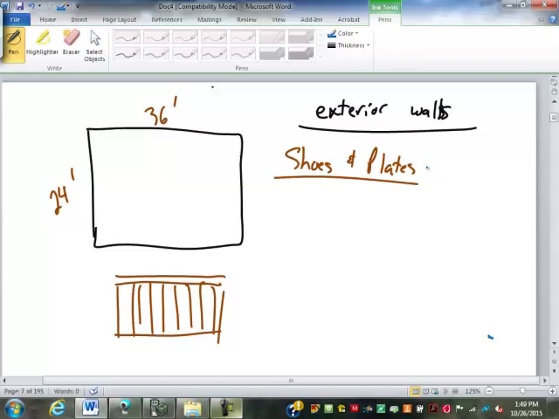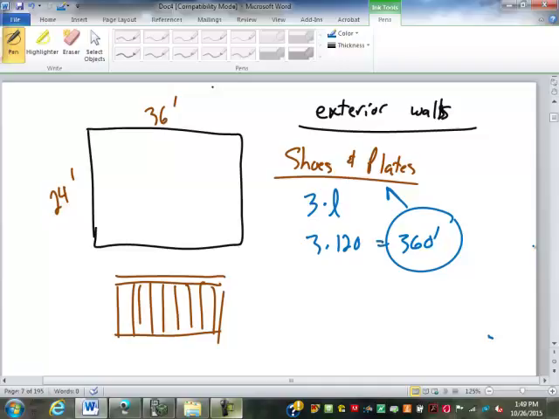So anyway, shoes and plates is just 3 times the length of the wall. In this case, just the perimeter of this, which is going to be 120, right? So you need 360 feet of shoes and plates. The only real qualification for shoes and plates is you try to have them in 12 or 16 foot, or if you have to, 8 foot lengths. Anybody know why? Increments of 4 to make them modular, because your studs usually come out on 4 foot spacings.